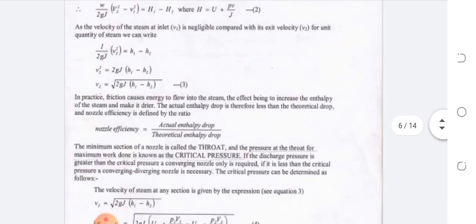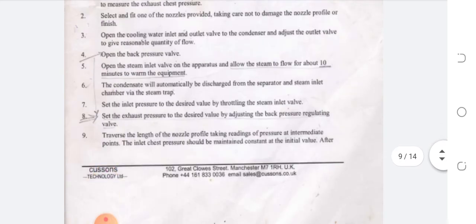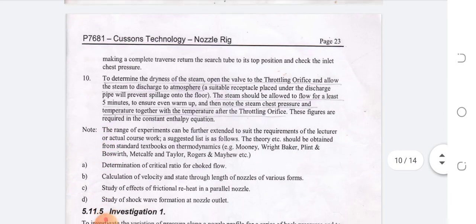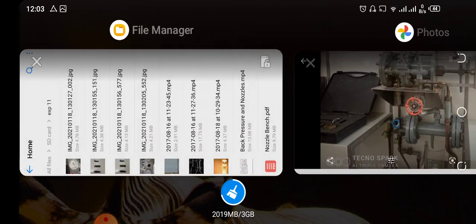Okay, here we have multiple experiments, but we will cover only the performance of the nozzles. Investigation number 1 is related to investigating the variation of the pressure along the nozzle profile for a series of back pressures and plotting a graph of pressure against distance. So this is the graph which we are going to observe or produce after getting observation readings. Okay, so now comes towards the basics.